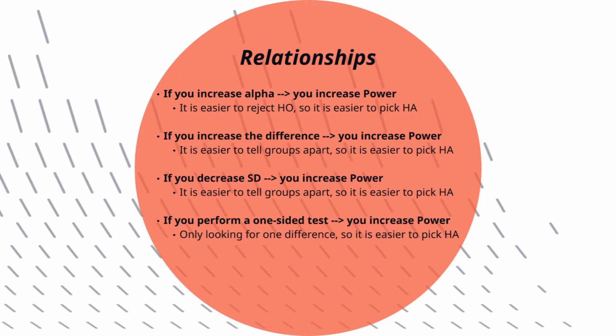Also, performing a one-sided test versus a two-sided test will increase your power. You're only looking for one difference. I'm no longer looking for something to be greater than and less than. I'm only looking on one side. So I can put all of my eggs in that basket, so to speak. If I do a one-sided test, holding everything else the same, versus a two-sided test, I have more power to find a difference. More power means it's easier to pick HA. If HA is true, I have increased my power by making it easier to pick the alternative.